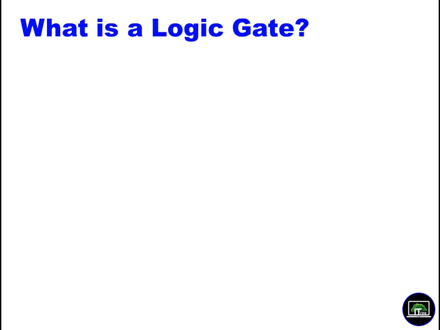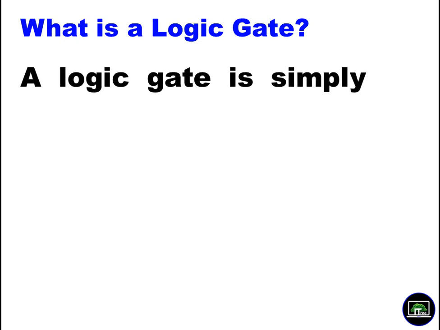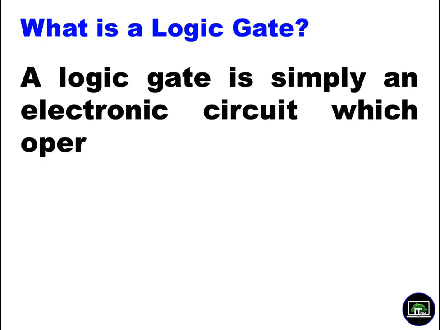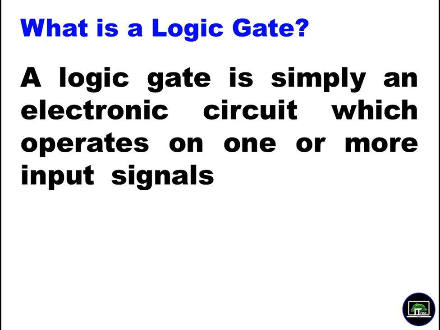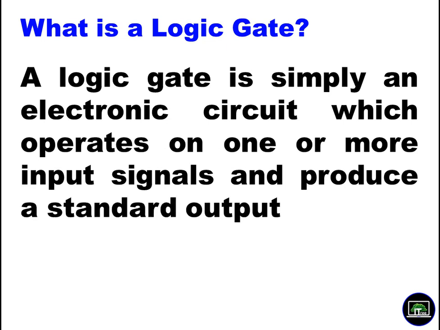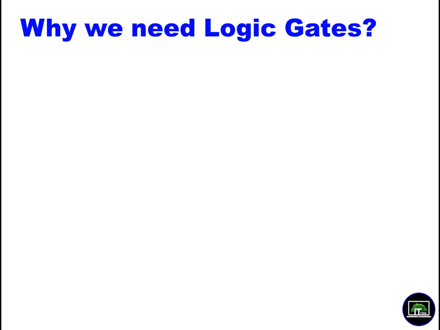Okay, so first we try to understand what a logic gate is. What is a logic gate actually? Do you know what a logic gate is? Read this one. A logic gate is a kind of circuit which has one or more inputs and produces one standard output. It's something we can think of as a switch. It gets something, it produces something else.